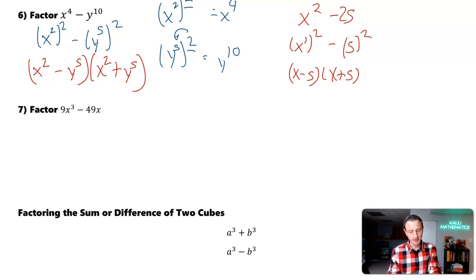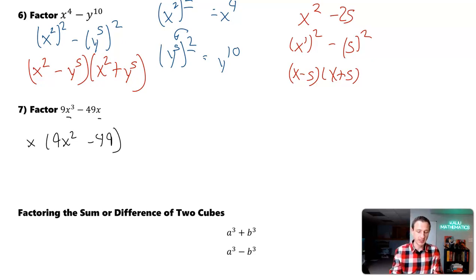Number 7, 9x to the third minus 49x. So look for a GCF. 9 and 49, I can't take anything out. But the x's I can, because I have x to the third and x to the first. So I'm going to take out x to the first. That's going to leave me with 9x squared minus 49. I took out the x.